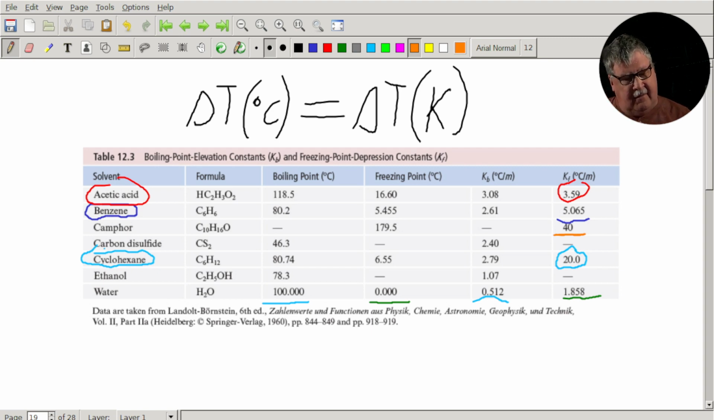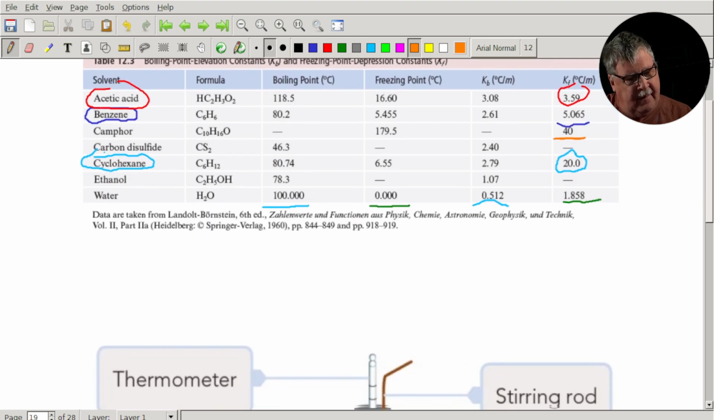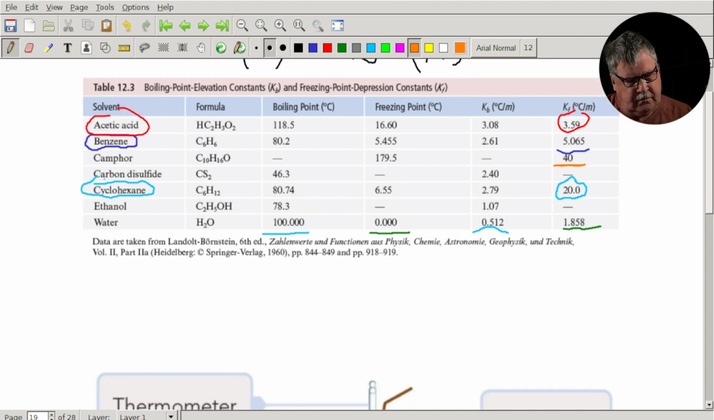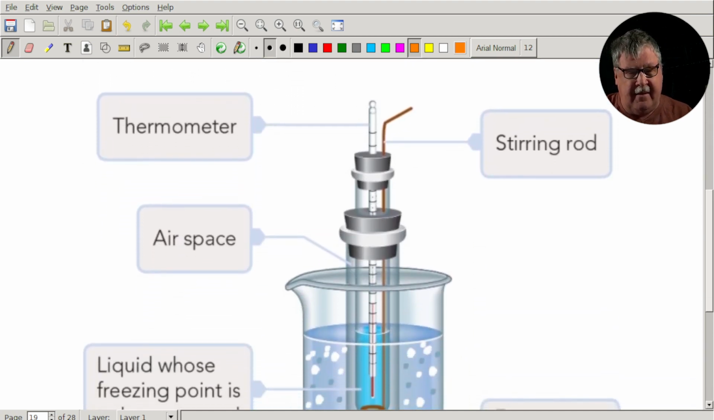Essentially, what we can do with this is one of two things. We can calculate the freezing point of a solution using KF values. Or we could calculate the molality of a solution by knowing the KF value and the change in temperature of the solution freezing point versus that of the pure solvent. And that's actually what you're going to do in lab. How are you going to do that? Something like this.